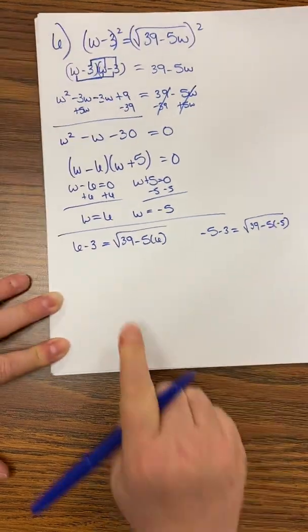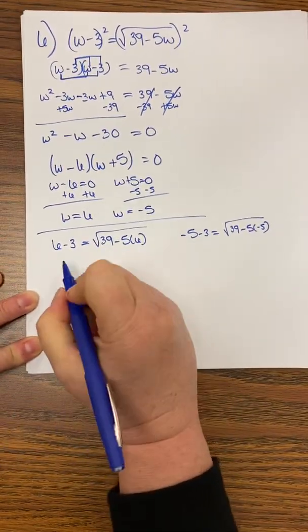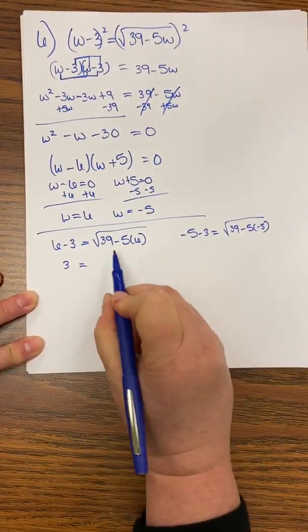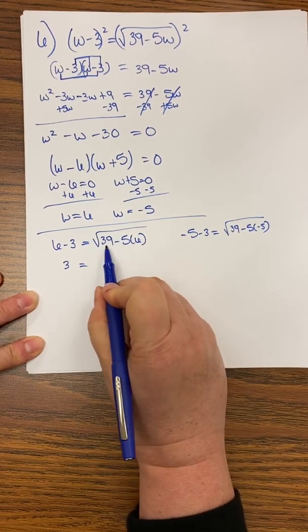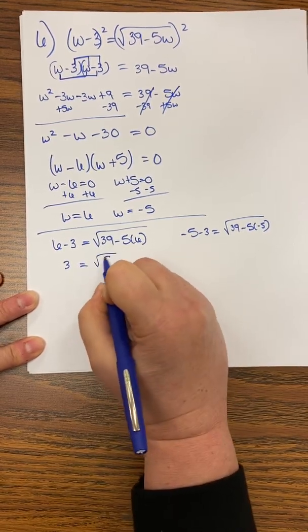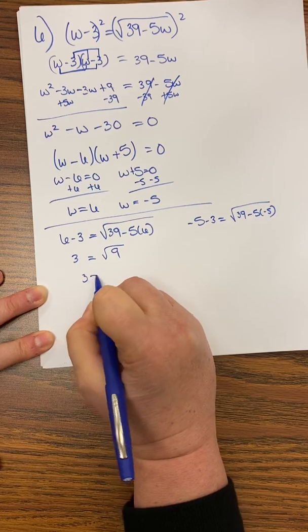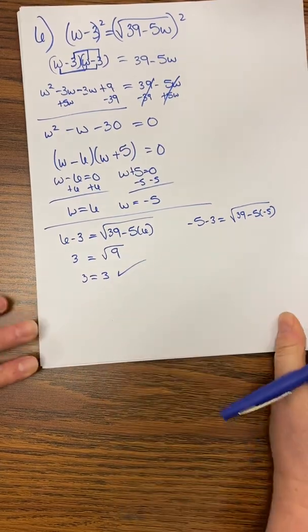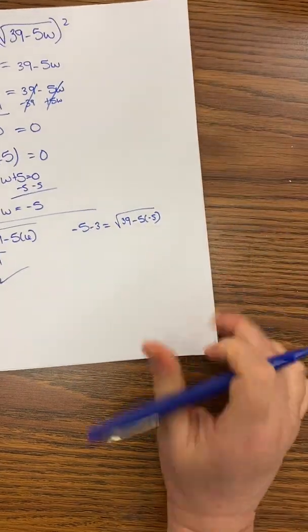Okay, so this one first. 6 minus 3 is 3. 39, this is going to be 30. So 39 minus 30 is 9. And then square root of 9 is 3. So that one worked.